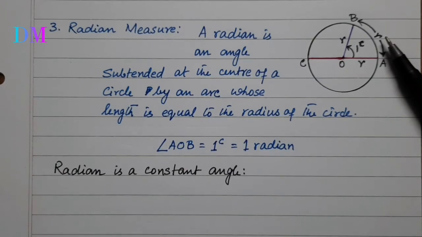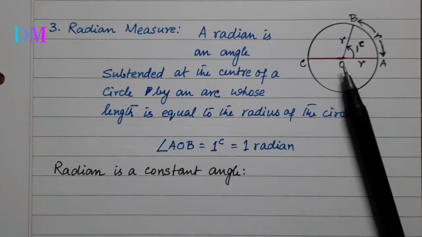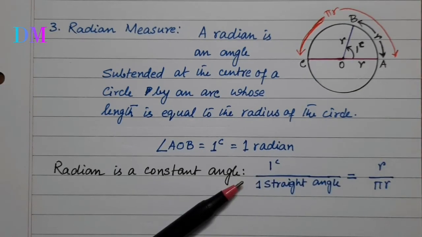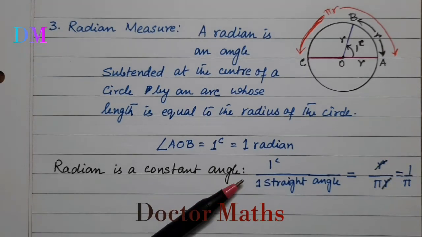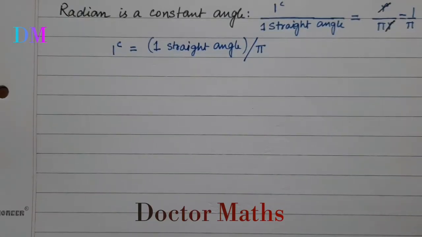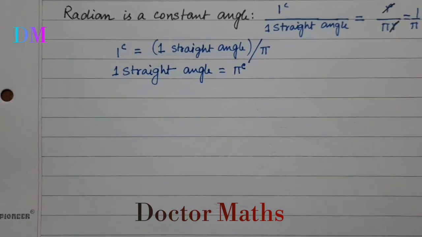Now here we can see that for 1 radian angle the arc length was r units, and for the straight angle the arc length will be half of the perimeter, that is pi r units. Therefore we can write 1 radian by 1 straight angle equals r by pi r, which equals 1 by pi. Therefore 1 radian equals 1 straight angle by pi. Therefore we can write 1 straight angle equals pi radians.